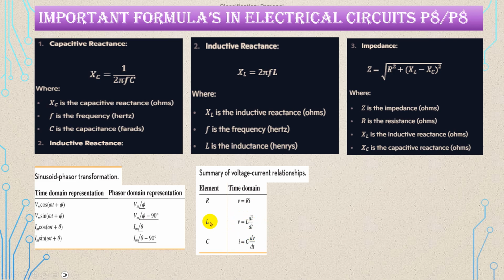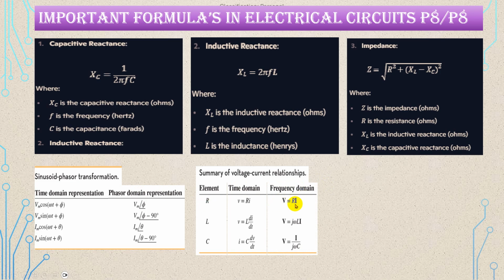V is equal to L di by dt for inductance. For capacitance, I is equal to C dV by dt. So every time with these cosine and sine terms we have to integrate and apply the rules. It's difficult. If you go for the phasor domain, it will be easy. So how will it be in phasor? That is what we call the frequency domain. Phasor domain and frequency domain are the same.